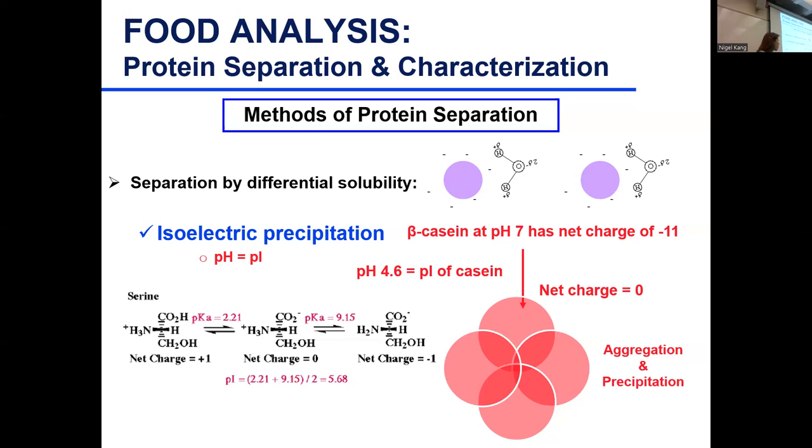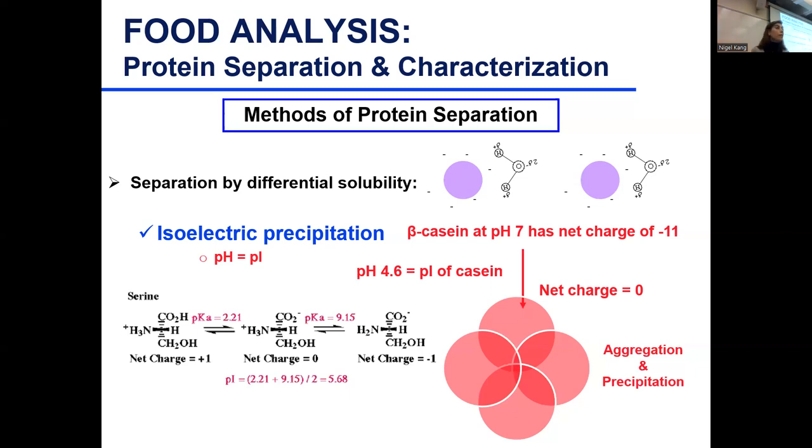So, for example, the pI for casein is 4.6. If we want to separate casein from whey proteins, what would we do? The pI of whey proteins is higher than 4.6, I think about 5.5 or something. So what can we do? Decrease the pH to 4.6 so that the net charge of casein is zero, and then protein-protein interaction via hydrophobic bonds happens, and we have aggregation and precipitation of casein.